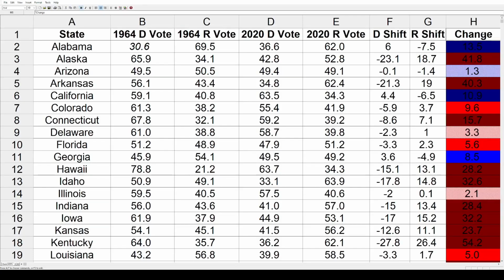And I also have the usual shading here. The darkest colors are going to be 10 or more point shifts. The lightest colors are going to be under 5-point shifts, 3 levels of shading, and there's going to be some crazy shifts on here. So let's get started here in Alabama.